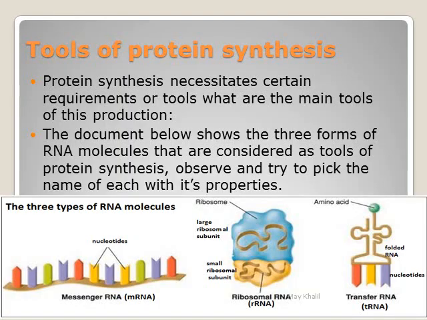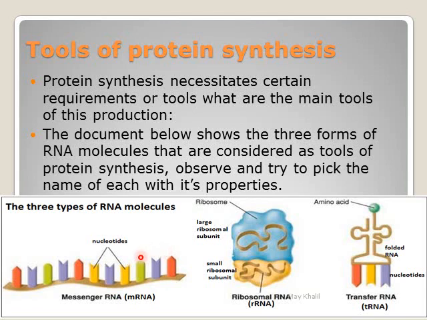Before we start with the real synthesis, we have to talk a little about the important tools that are needed for this synthesis. What are they? The important tools are RNA molecules. Let's look together at what we have here. The three tools that I'm talking about are known as messenger RNA, ribosomal RNA, and transfer RNA. We have to keep in mind that these three molecules are necessary for protein synthesis.